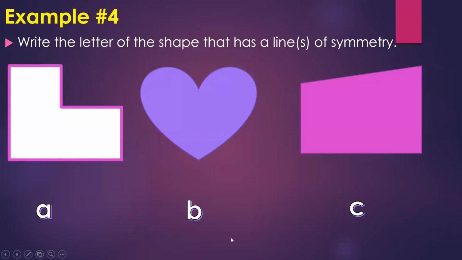How about this one? Put your answer in the chat, please. Which shape has a line of symmetry? Is it A, B, or C? I need everyone to answer, please. Put inside the chat what is the correct answer. Which shape has a line of symmetry, do you think? A, B, or C.